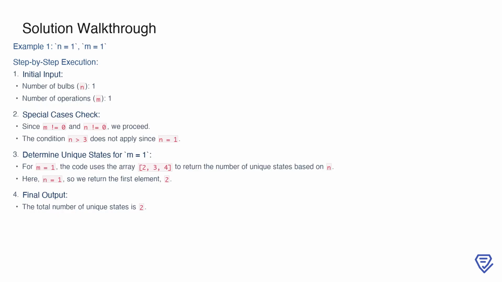Here, we start with the example where n equals 1 and m equals 1. The input specifies that there is only 1 bulb, and we can perform exactly 1 operation. We first check for any special cases. Since both n and m are non-zero, and n is not greater than 3, we proceed with the computation. For m equals 1, the solution uses a predefined array, 2, 3, 4, to determine the number of unique states. The value of n determines which element of the array to use. Since n equals 1, we take the first element, which is 2. This means there are 2 unique states possible with these parameters. So, the final output for this example is 2 unique states.